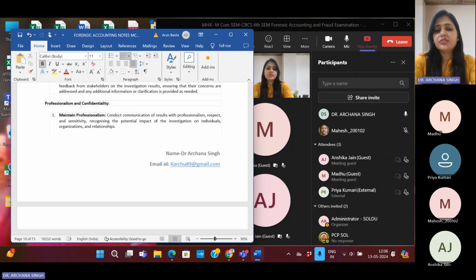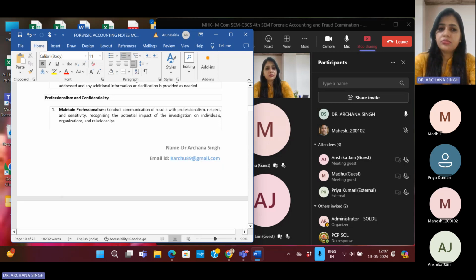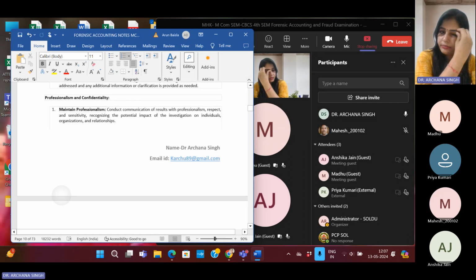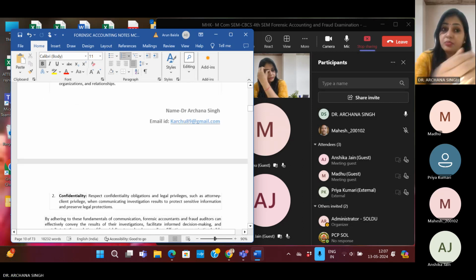Okay, while doing the investigation, whether they are doing the investigation with an individual or organization, or whether they are related to their personal relations, they have to be professional with them. They have to respect the sensitivity. They have to recognize the potential impact of the investigation on those individuals. Okay, so they have to maintain that professionalism with those persons or things. Okay, so next is confidentiality.